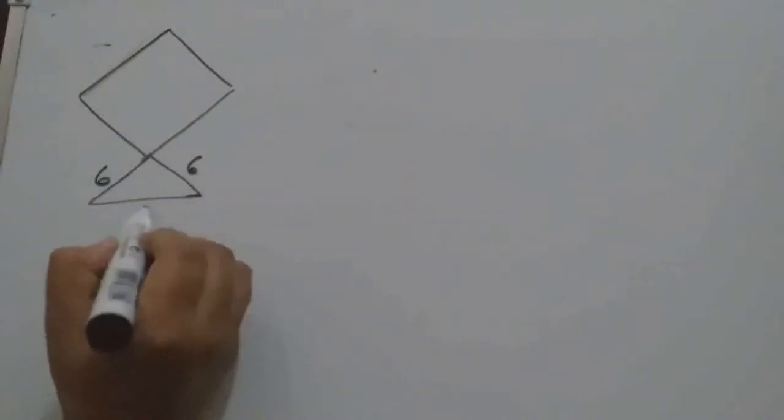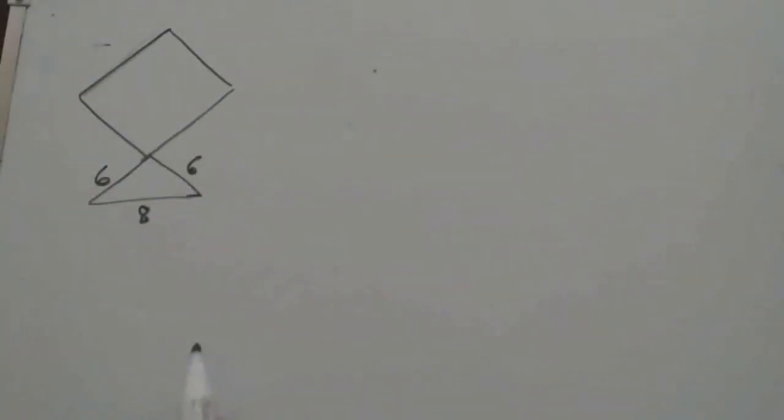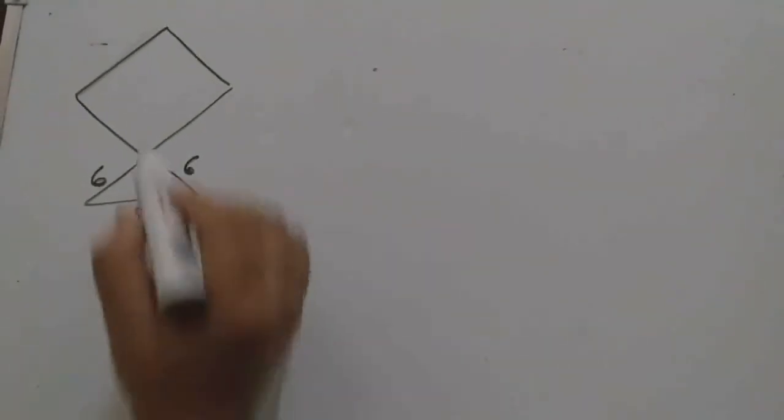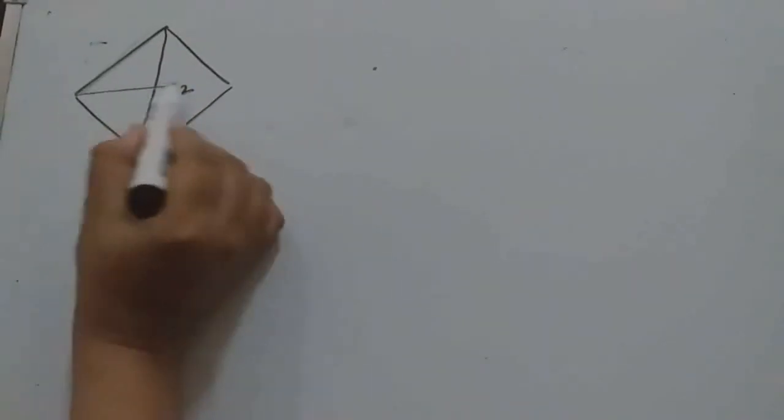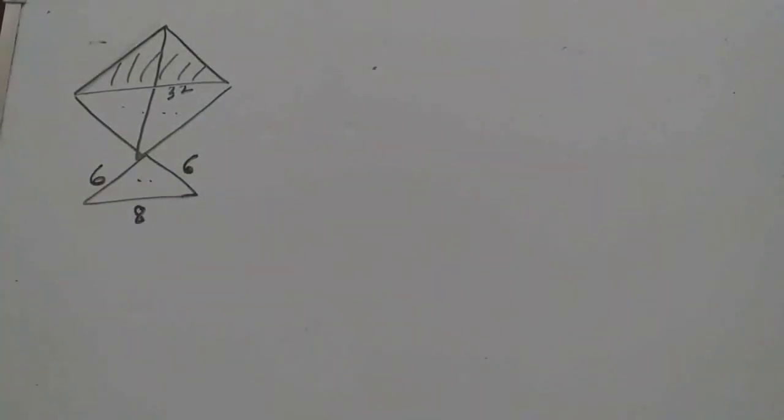In question number 7, a kite is given. The kite is in the shape of a square, and one rectangle is also given with side 6 centimeter and base 8 centimeter. So we have to find the area. This diagonal is given as 32. So this region we should find, and this region plus this region area separately.